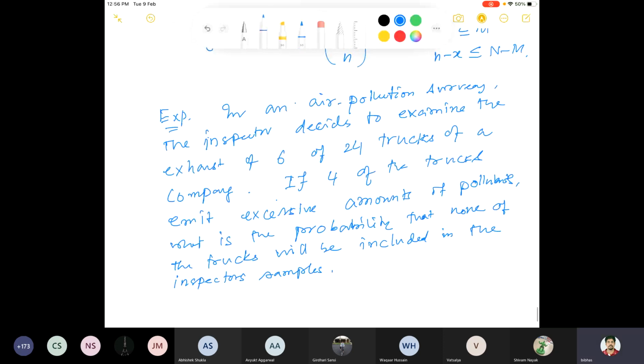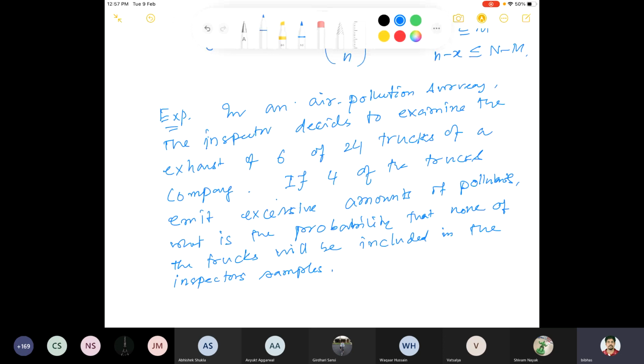Okay, so there are 24 trucks of a company, and the examiner, the inspector, decides to examine the exhaust of 6 of the trucks. Let's say there are 4 trucks which actually have problems, meaning they release excessive amounts of pollutants. So they are the troubles.